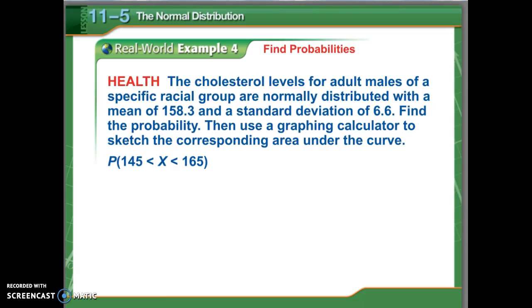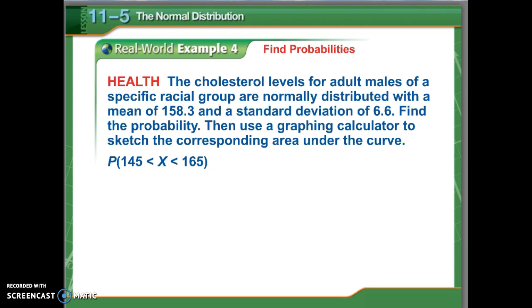Okay, the next problem that we're going to look at is about health. It says the cholesterol levels for adult males of a specific racial group are normally distributed with a mean of 158.3 and a standard deviation of 6.6. Find the probability. Then use the graphing calculator to sketch the corresponding area under the curve. So this time we're looking for the probability that's between 145 and 165.